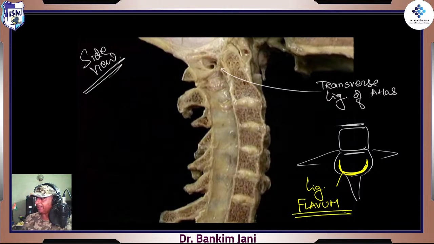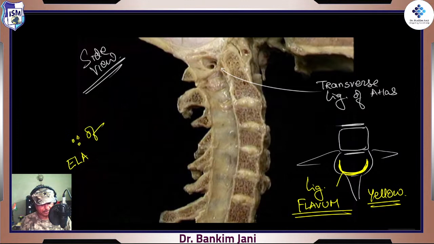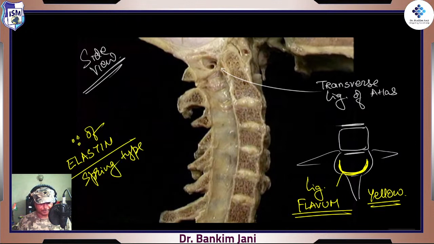So this ligamentum flavum is actually yellow colored. That's why deliberately I drew it in yellow color. It is yellow color because of elastin. Because of elastin, right? This is a spring type of collagen, right? I'll just write down. Spring type collagen.